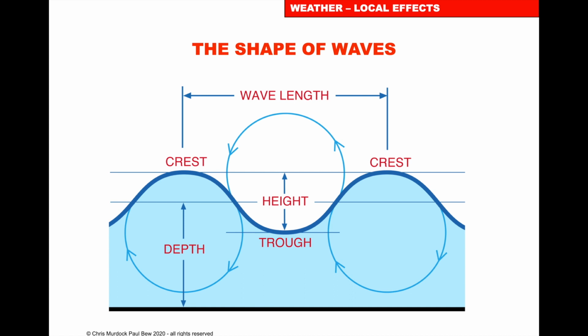So let's look a little bit at waves and the shape of waves. The wavelength is from the crest to the crest. The crest is the top of the wave, the bottom of the wave is the trough, and the height of the wave is from the trough to the crest.